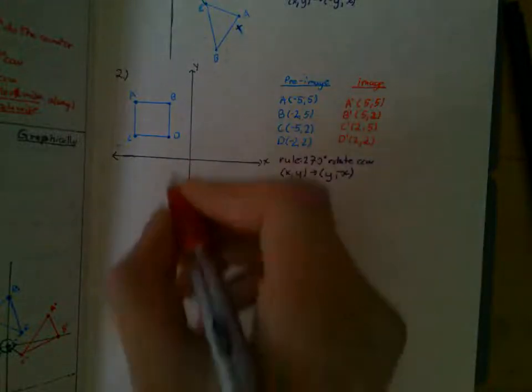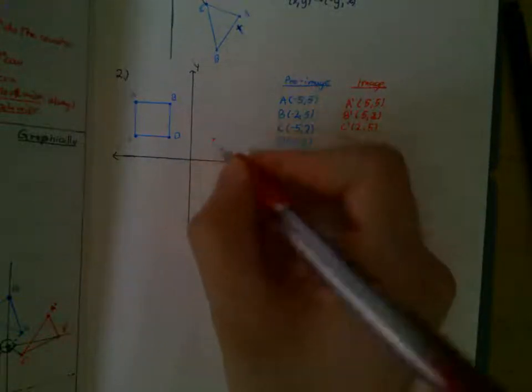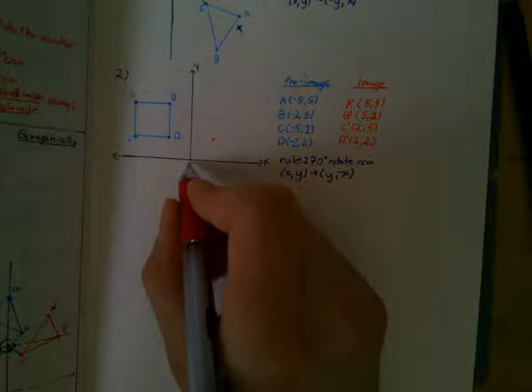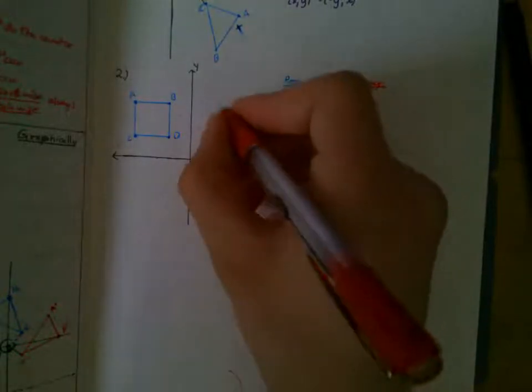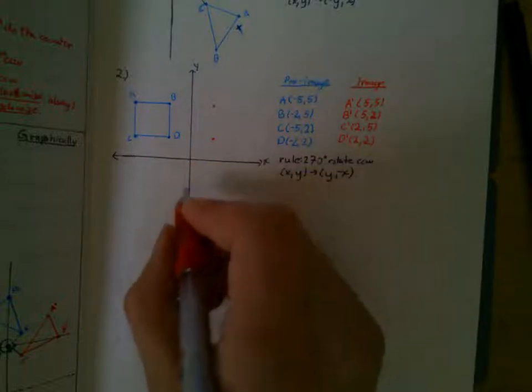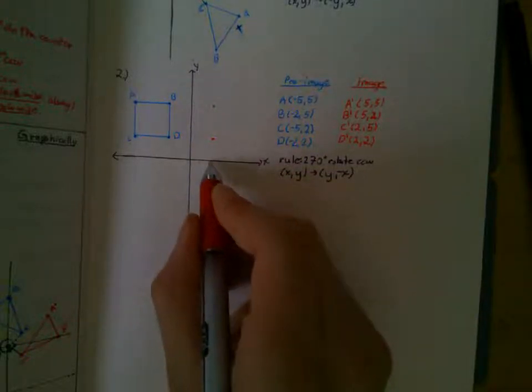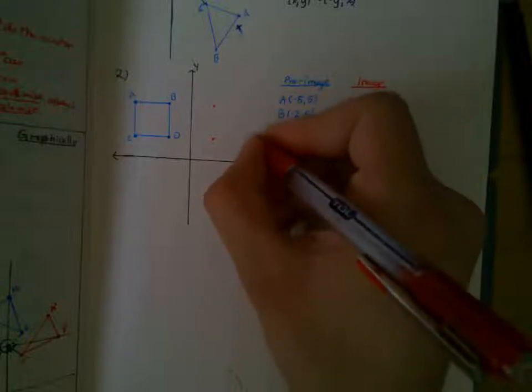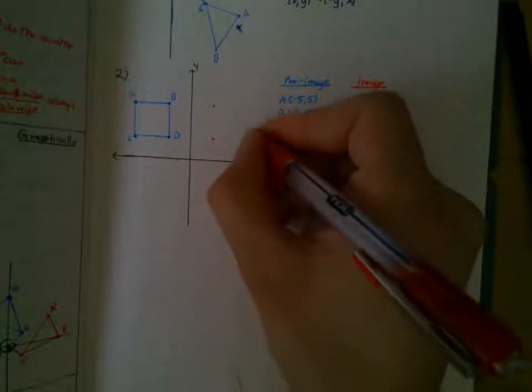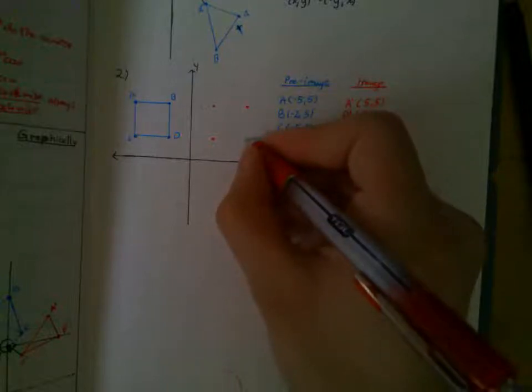So we're going to have D at 2, 2, over 2, up 2. C is at 2, 5, so he's up here. A is at 5, 5, so he's going to be up here. And B is going right here.